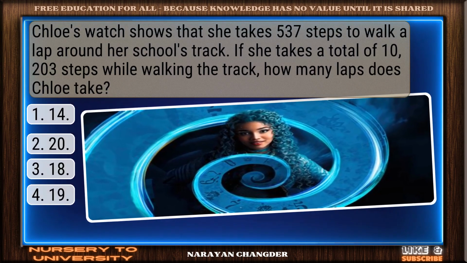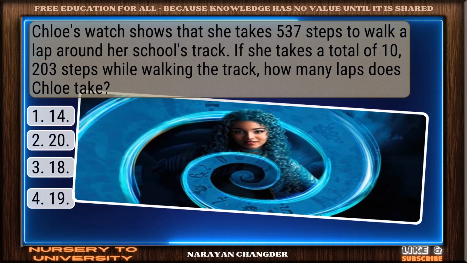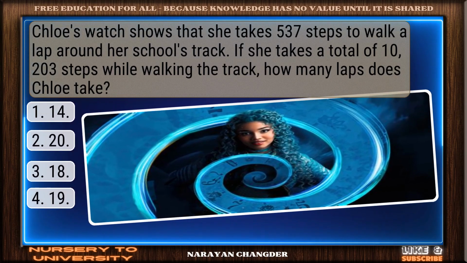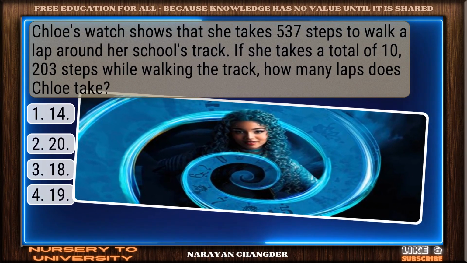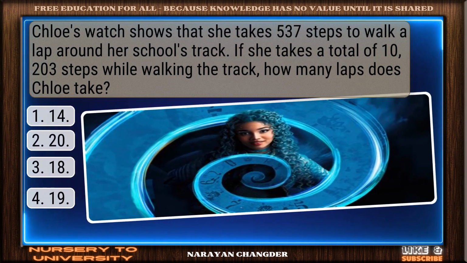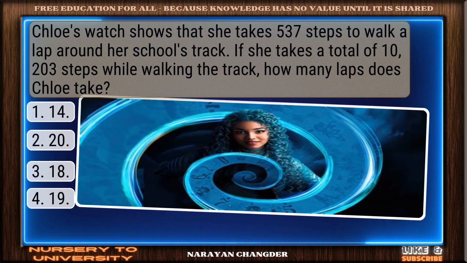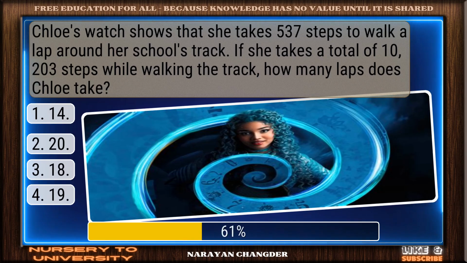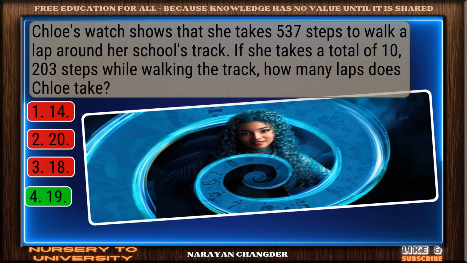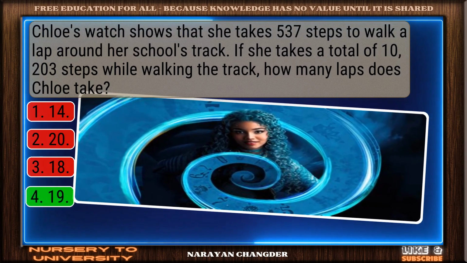Question number 4. Chloe's watch shows that she takes 537 steps to walk a lap around her school's track. If she takes a total of 10,203 steps while walking the track, how many laps does Chloe take? Excellent choice. 19 is the right answer.